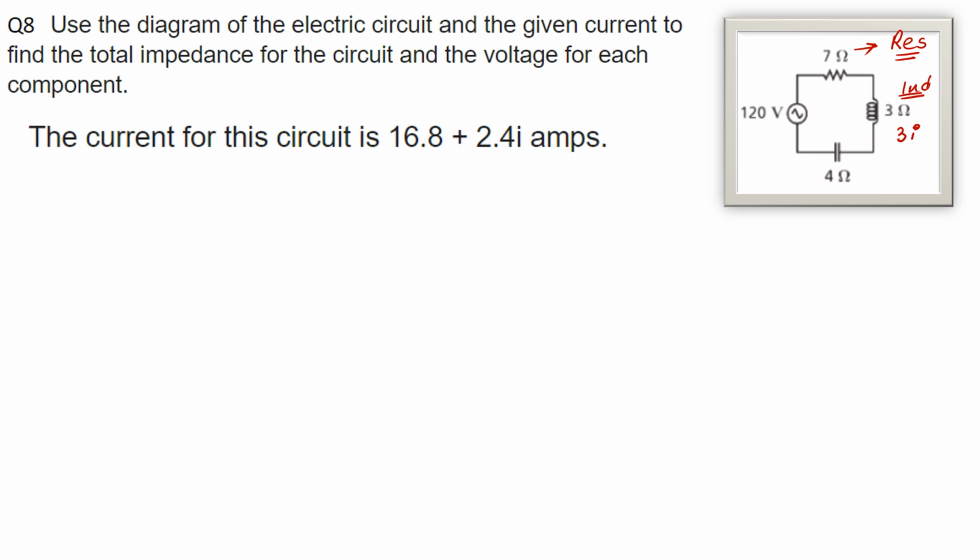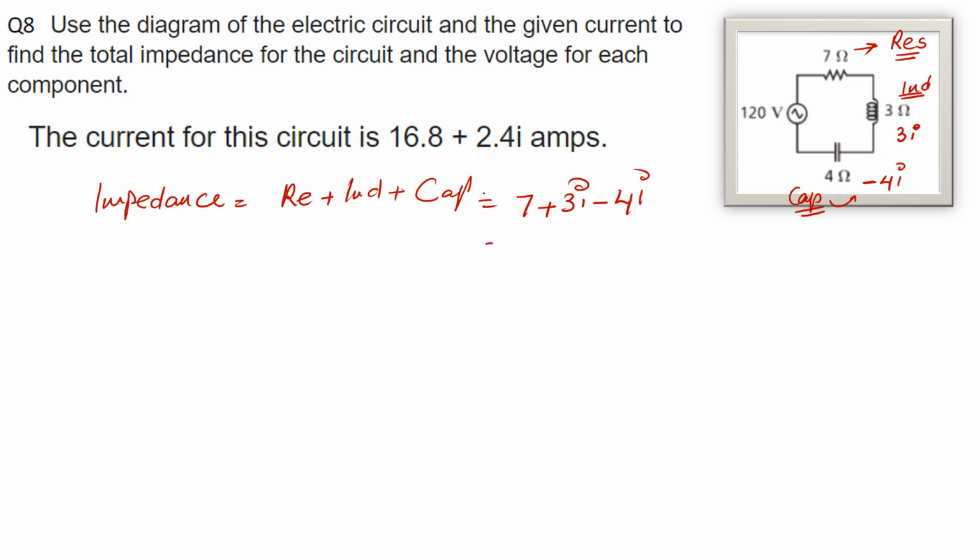Now the capacitor is 4 ohm, and the capacitor must be a negative imaginary number, so it should be negative 4I. That is a capacitor, so don't forget to understand these things. First find the total impedance. In order to find the impedance, we add the resistor, inductor and capacitor, that is 7 plus 3I and negative 4I. The real number stays as it is, whereas the imaginary numbers 3I minus 4I give us minus I. So this is our total impedance.